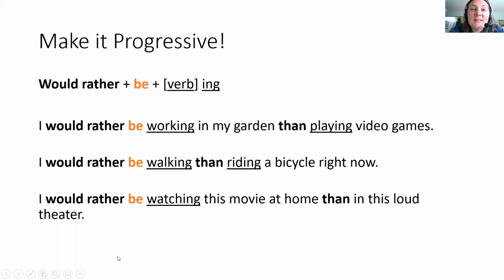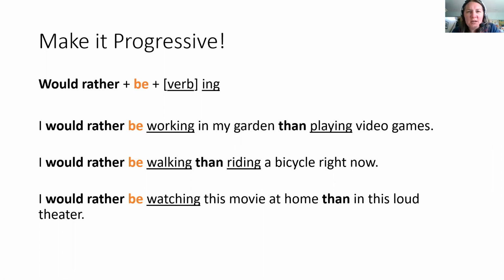Can you use this modal in progressive? Yes, you can. So if you would rather be doing something now, moving into progressive rather than just sticking with simple present, we can totally do that. I would rather be working in my garden than playing video games.